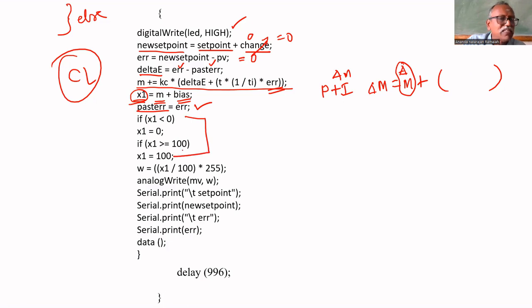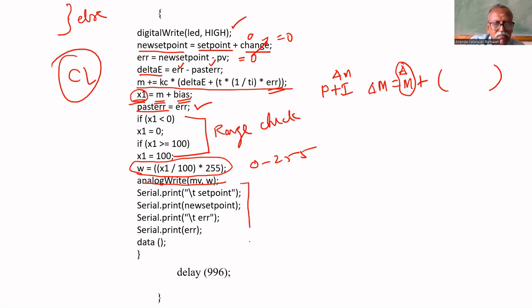Again, we are going to check the range. If it is less than 0, make it 0. Greater than 100, make it 100. For that, we always have to write the range check. After that, we will write the controller output on the output port. That is in percentage, so again we have to convert to 0 to 255. That's why x1 divided by 100 multiplied by 255. Analog write, we are writing that on the port.